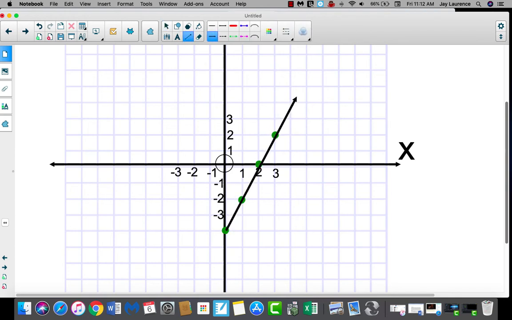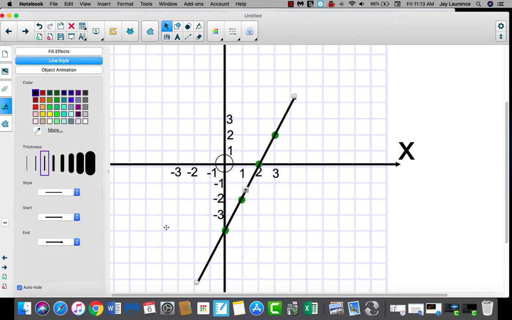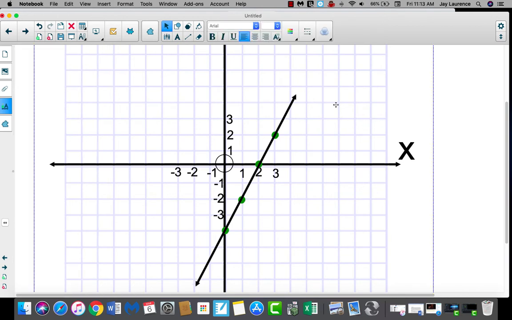Now, it's important to realize that the line doesn't begin at the y-intercept. It's just where we begin graphing. We put that point on first because it's easy to do. But the line goes forever in both directions. Remember, there's an infinite number of points on this line. Okay? So I just graphed it. Yeah, I just graphed the equation y equals 2x minus 4.